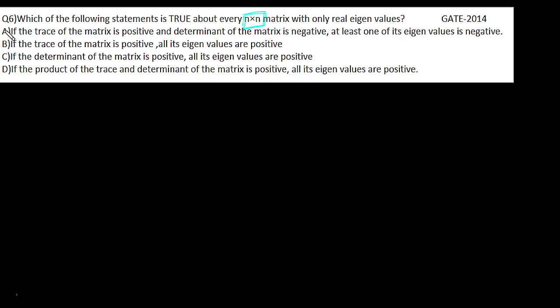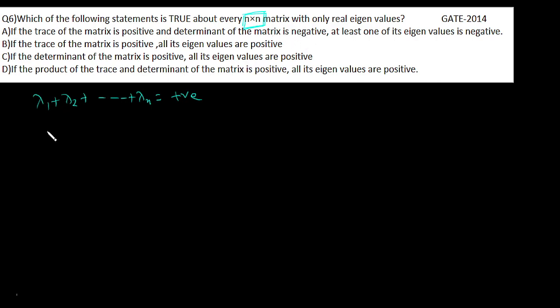So first let's check option A. Option A says that if the trace of the matrix is positive, we know the trace is nothing but the sum of all the eigenvalues. So let's assume this matrix has n eigenvalues: lambda 1 plus lambda 2 plus lambda 3 plus up to lambda n. This sum equals the trace of the matrix by the property of eigenvalues, so it is positive. And the determinant of the matrix is negative.